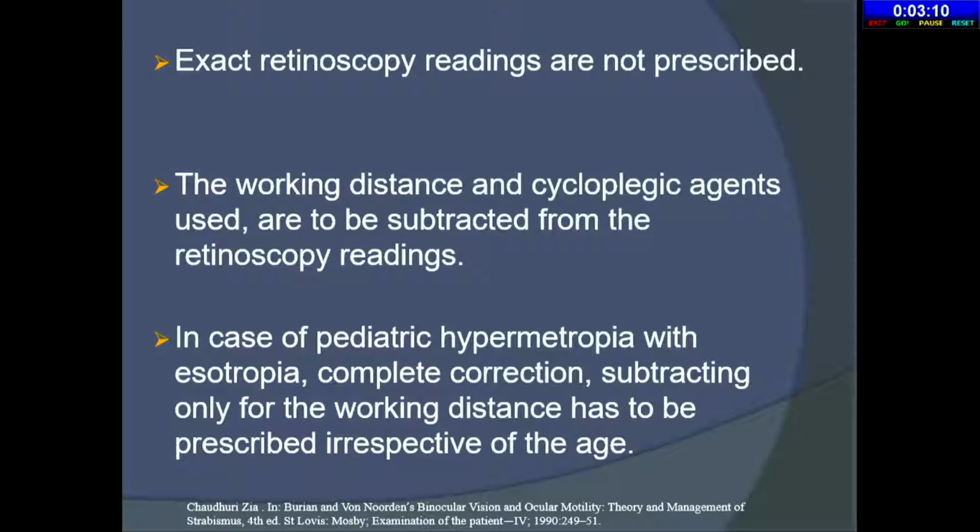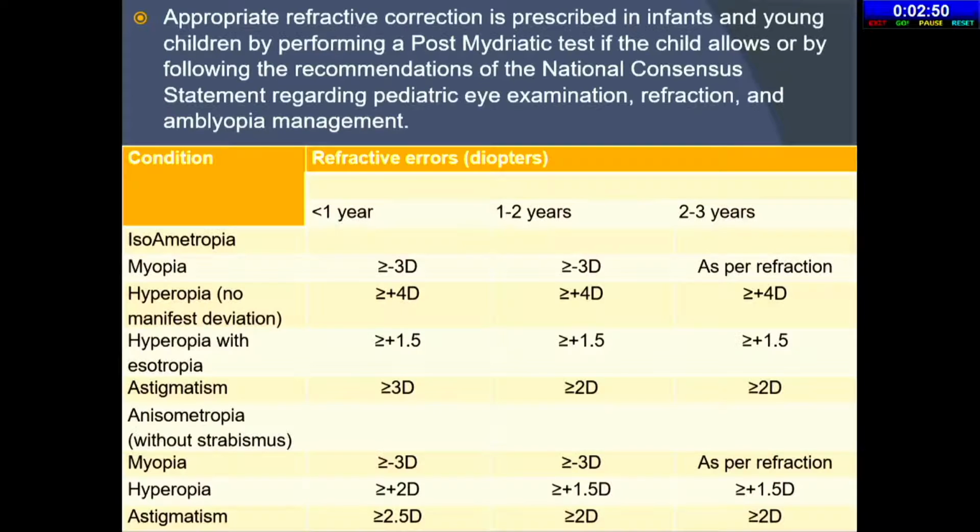Also, exact retinoscopy readings are not prescribed. The working distance and cycloplegic agents used are subtracted from the retinoscopy readings. But in case of pediatric hypermetropia with esotropia, complete correction subtracting only the working distance has to be prescribed irrespective of the age.